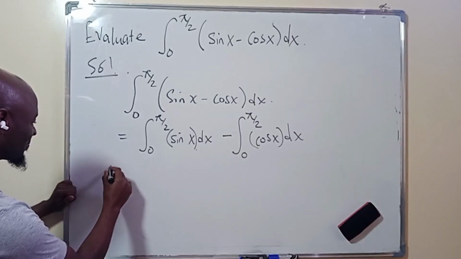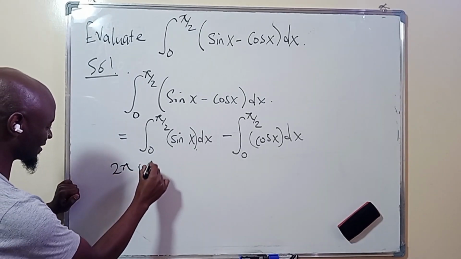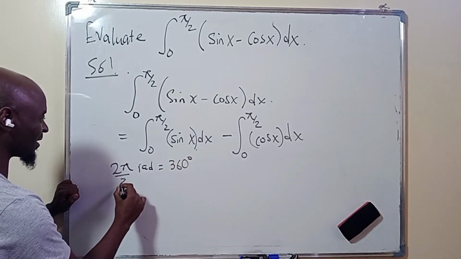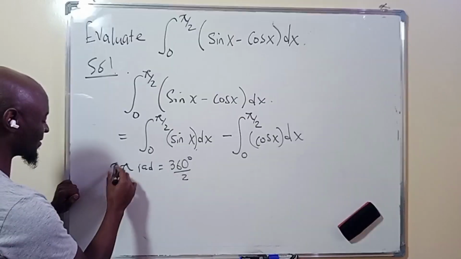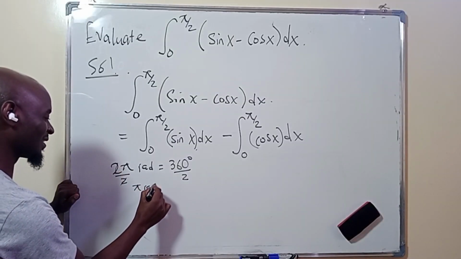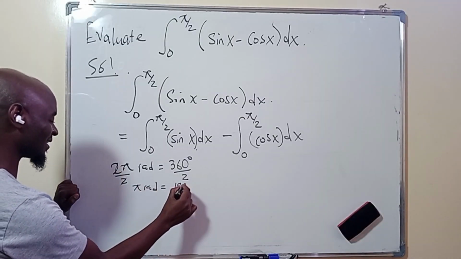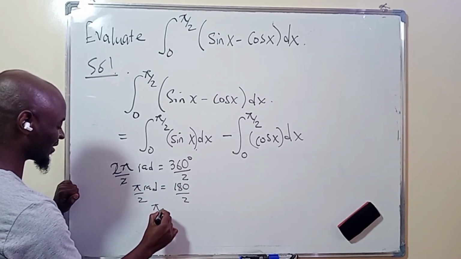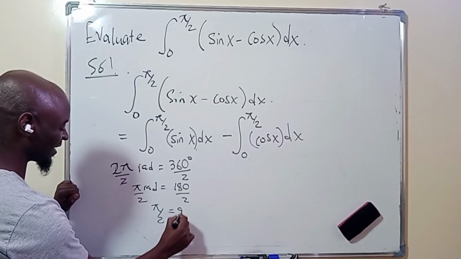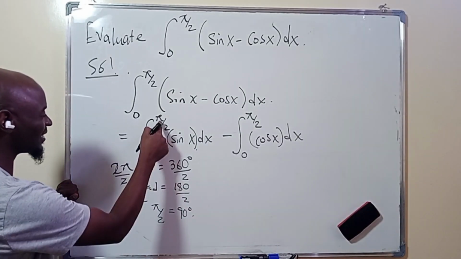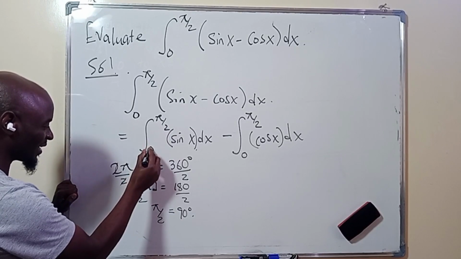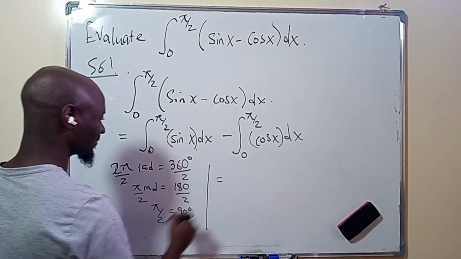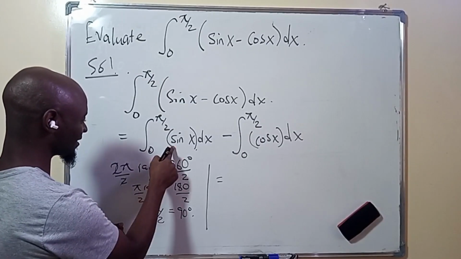We know that 2 pi radians is equal to 360 degrees. If I divide by 2, I end up with pi radians is equal to 180 degrees. If I divide by 2 again, I end up with pi over 2 radians is equal to 90 degrees. So what we are given here is 90 degrees, and the lower limit will remain 0 even if we change. So this will be equal to, we integrate this one.